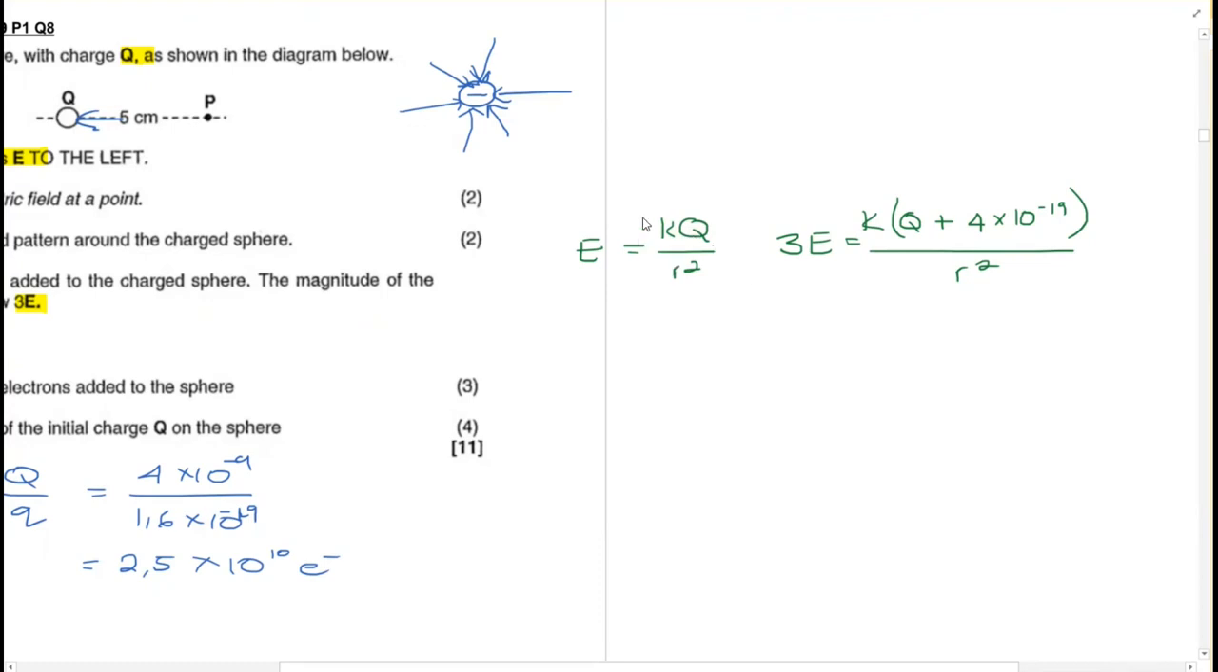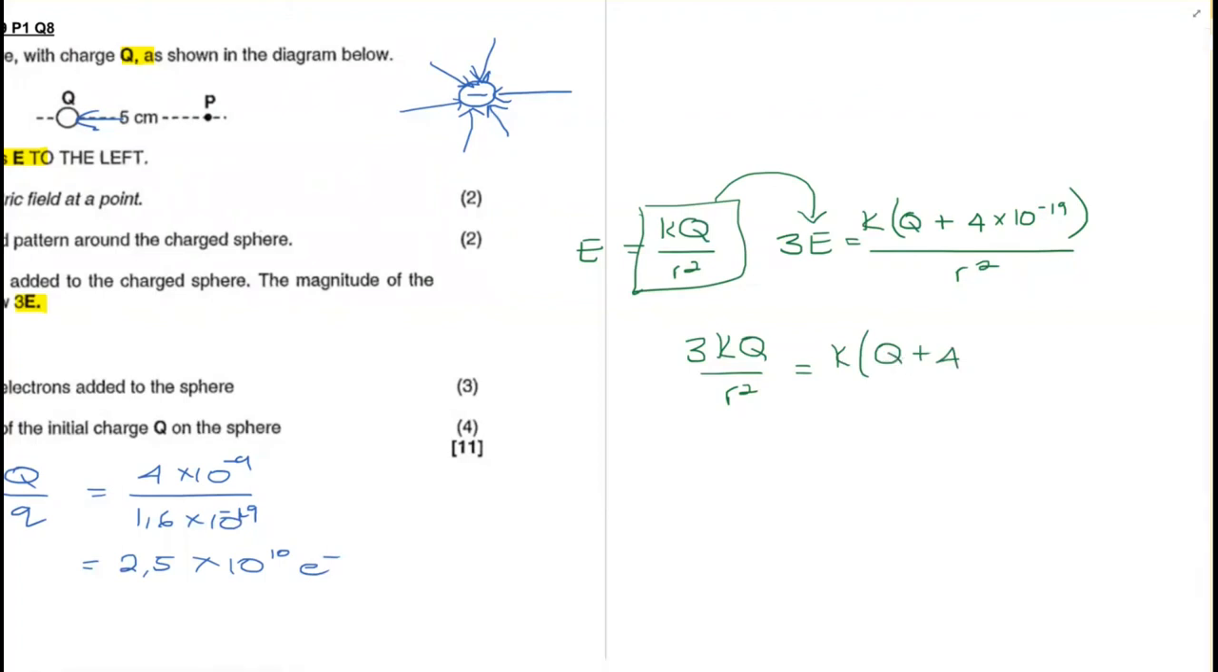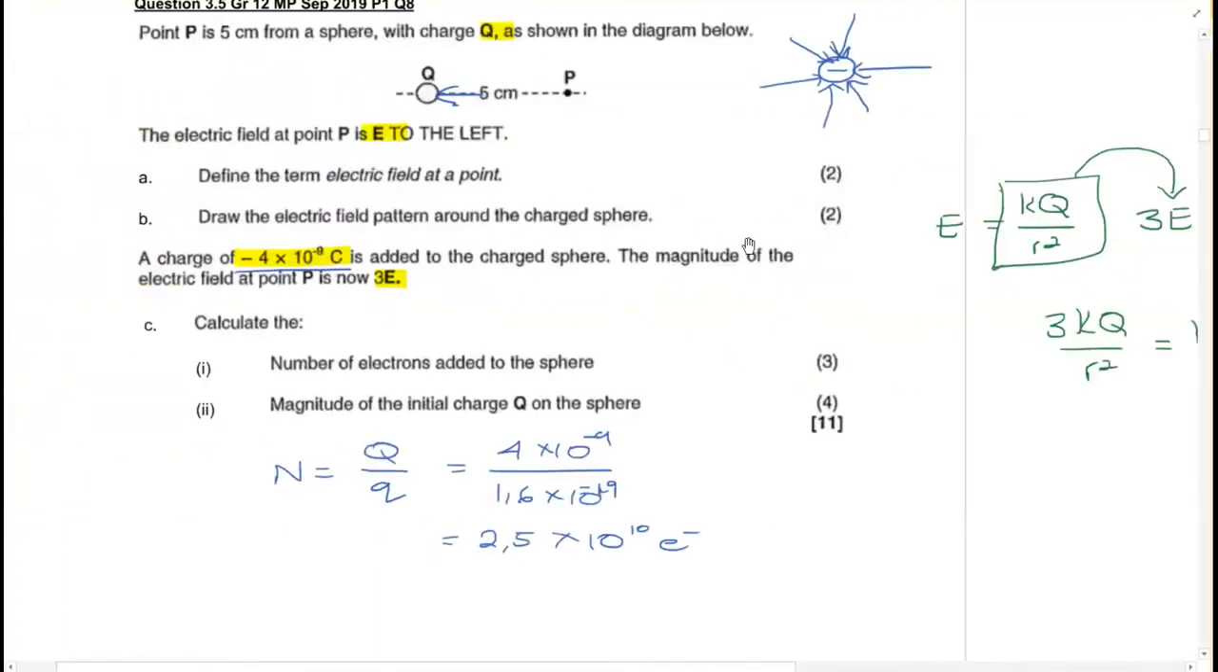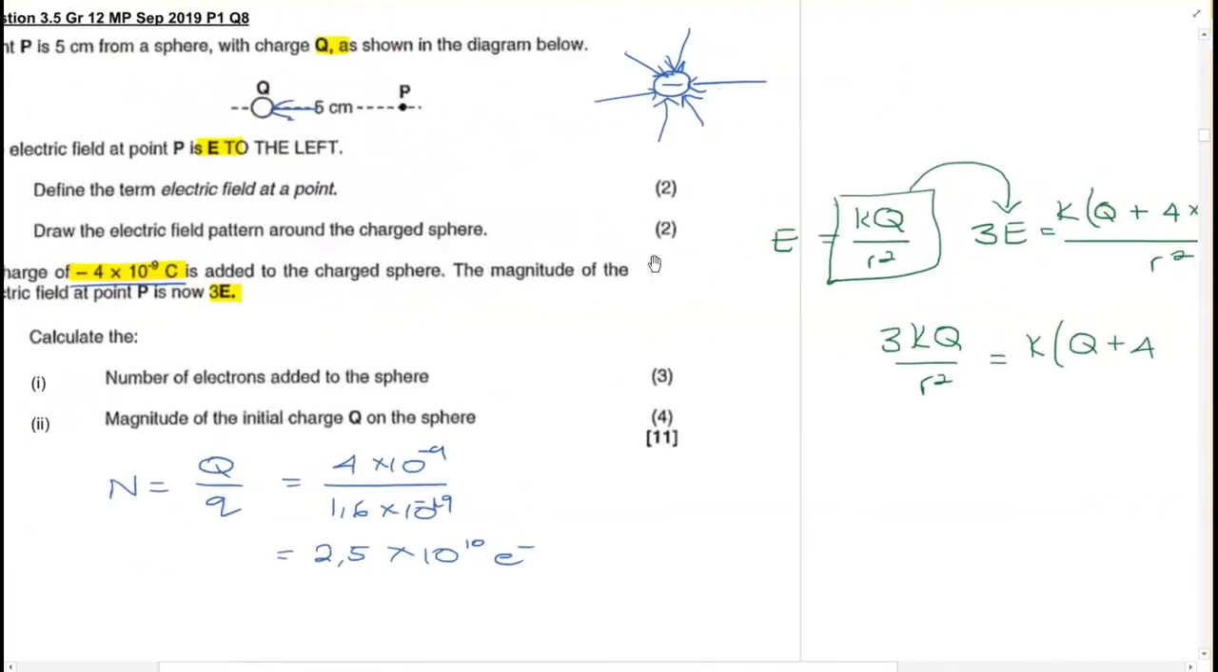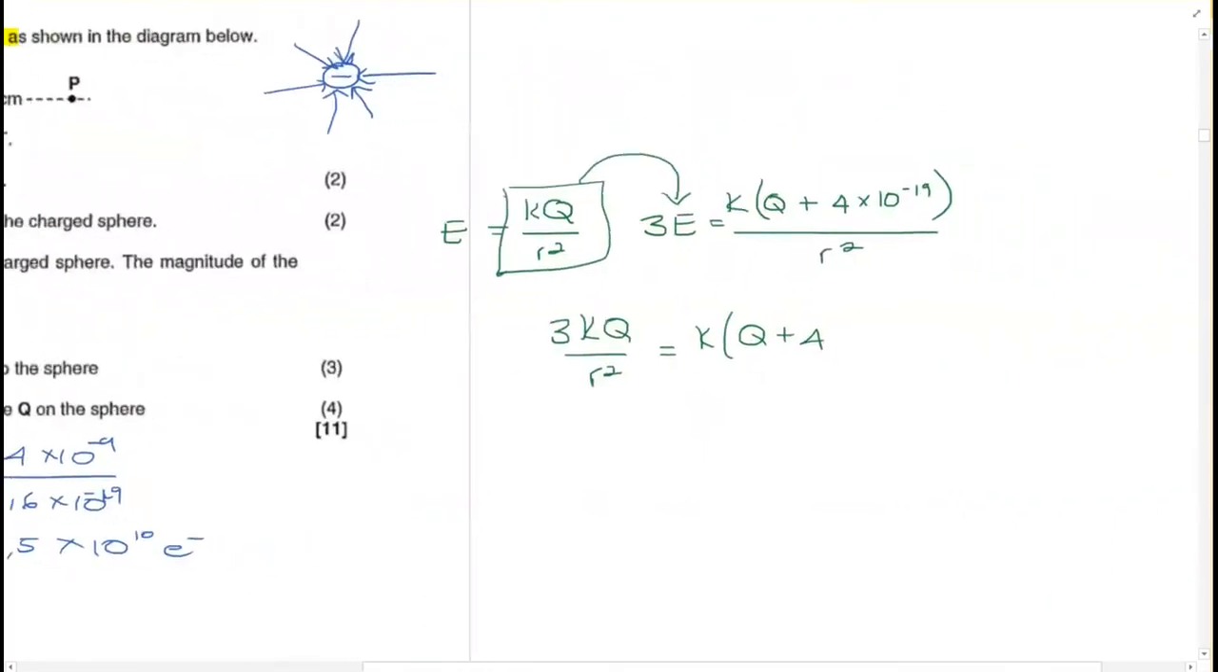So now we're going to sub in. I'm going to take this part here for E, and put it into E's spot there. So we've got 3 times KQ over R squared is equal to K, Q plus 4. Ma'am, how did you get the charge as 4 times 10 to the power of negative 19? Oh, what did I do? Hang on, I think I might have written something stupid down. Negative 9, sorry. And it's negative charge, eh? Yes, ma'am, it's negative charge.